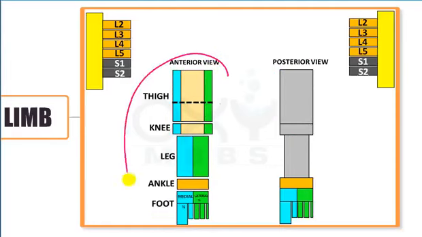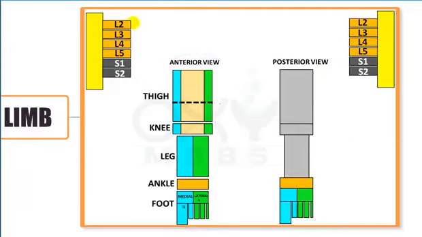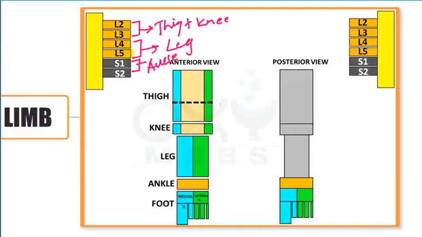So these are the main regions of the lower limb which are very important with respect to the dermatomes of the lower limb. Now L2 and L3 are related to thigh and knee. L4 and L5 are related to leg. S1 is related to what? Ankle. And L5 and S1 are related to what? Foot. And S2 is related to the posterior side of the thigh, knee and the leg.